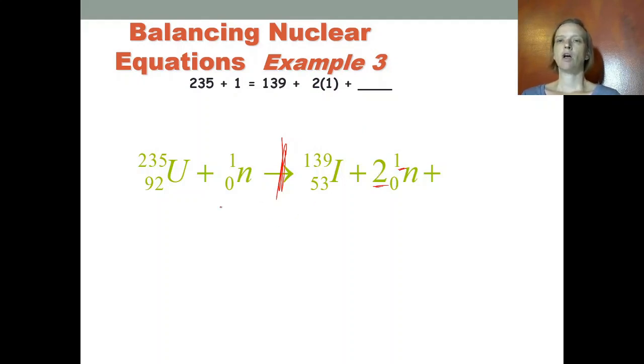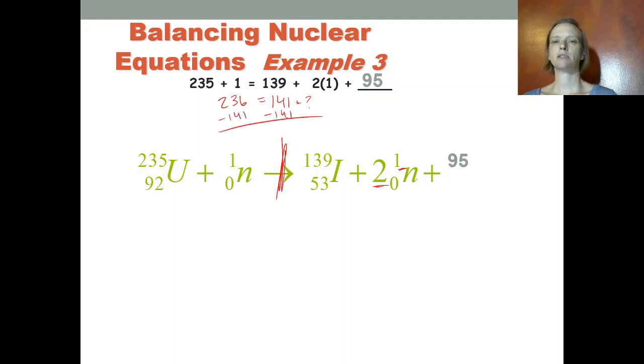If I solve for my missing number, I get 95, because I have 236 equals 141 plus my mystery number. So I subtract 141 from both sides and I get 95. So 95 is my missing mass number.